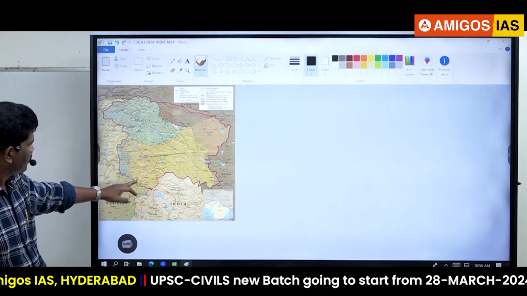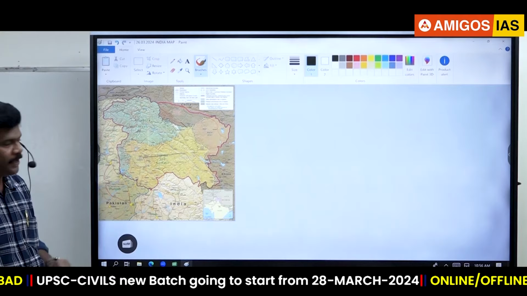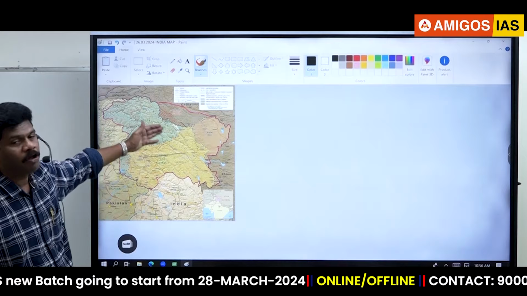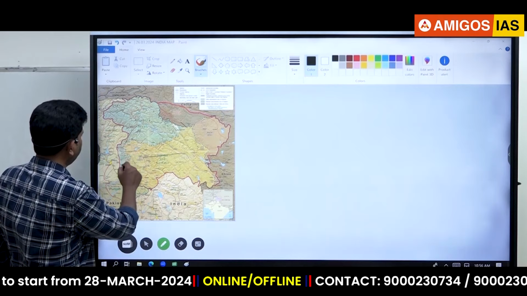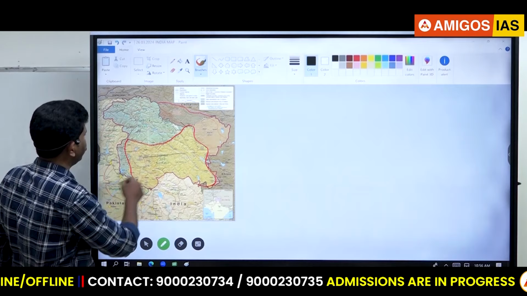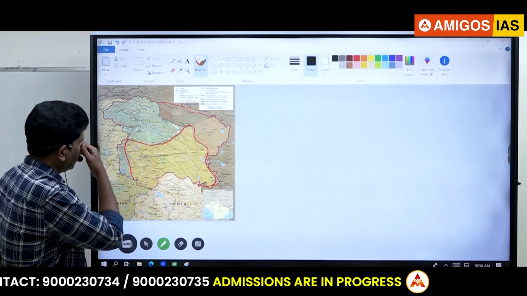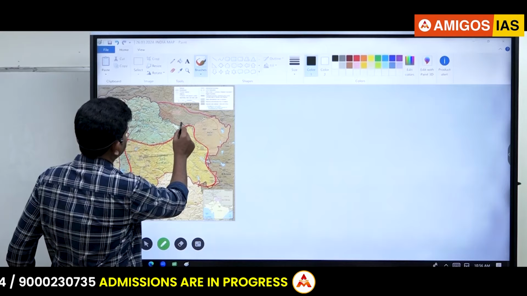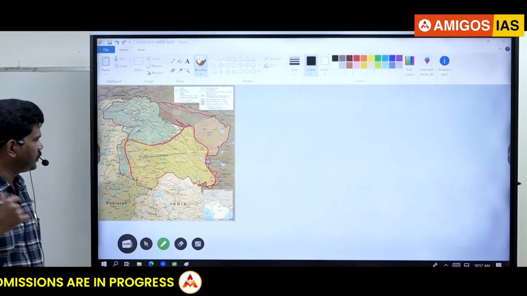The other part is Pak occupied Kashmir. The Gilgit-Baltistan region, this one. This is Pak-occupied Kashmir. They call it as Azad Kashmir. So we are having only up to this point. Only this point we are controlling Jammu and Kashmir. The rest is either with Pakistan or with China. And here we have another area, Shaksgam Valley, that also was given to China by Pakistan.